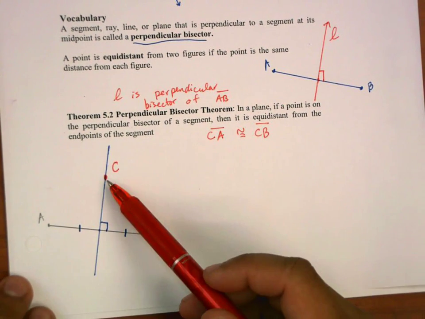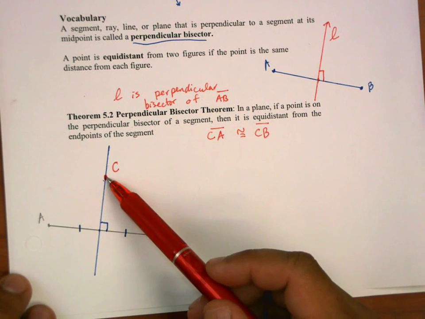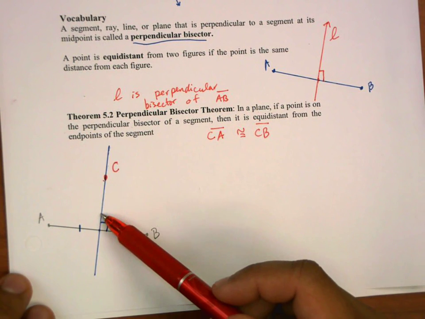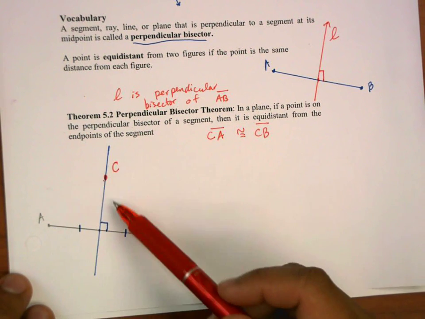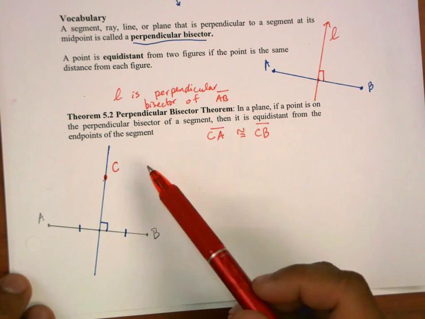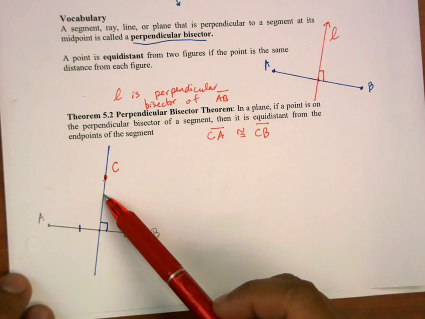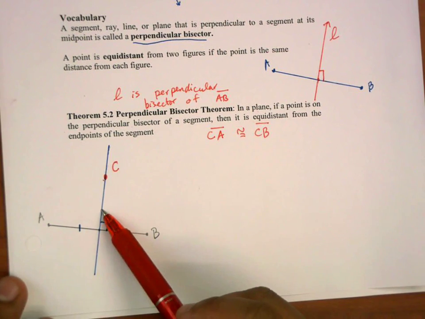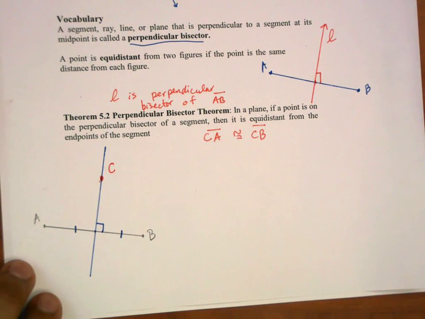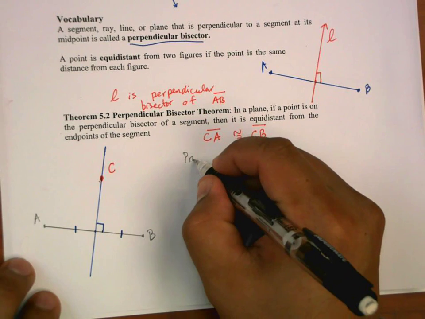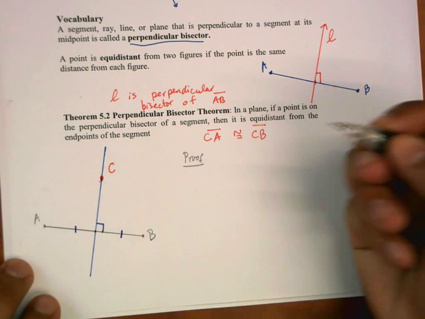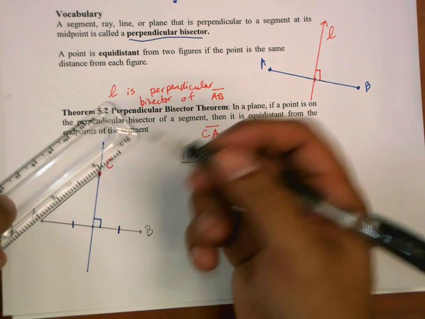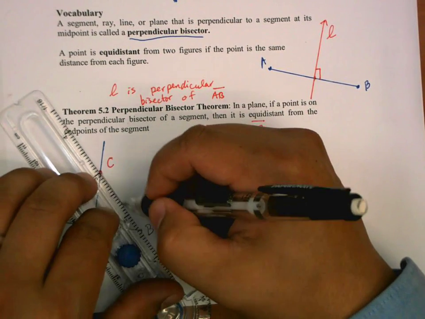That no matter where you place the point C, as long as you place it on the blue line, it will be equidistant from A and B. In other words, wherever C is, CA will be congruent to CB as long as it is on the blue line. And I'm going to prove this for you. So I'm going to actually prove this using CPCTC.